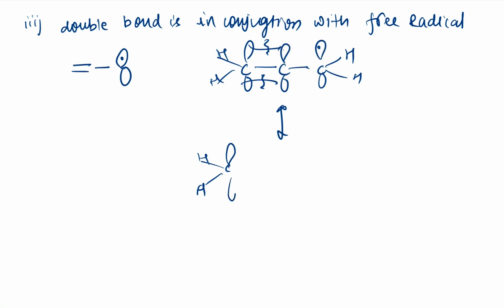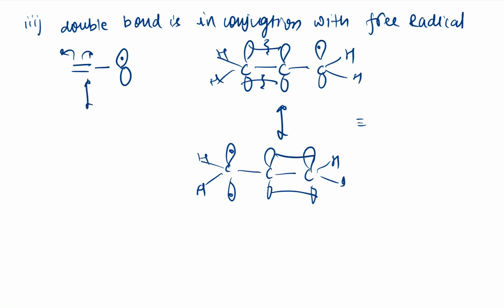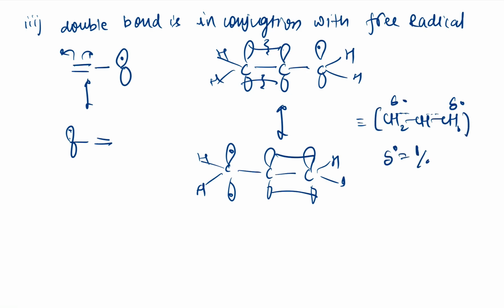So whenever this bond breaks, the free radical comes here, and that free radical forms a double bond over here. So how can we represent the resonance hybrid? Here, it will go here, and this bond will go here, and it will form the free radical and double bond over here. Now how will the resonance structure look? CH2, CH2 with a partial double bond, delta free radical, and delta free radical equals 1 by 2.